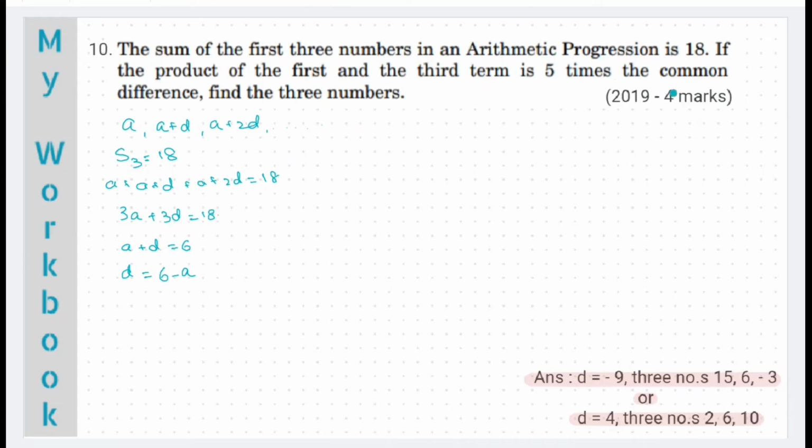Now another condition given is that the product of the first and the third term is 5 times the common difference. So a1 into a3 is equal to 5 times the common difference d. a1 is the first term, which is a, into the third term, a plus 2d, is equal to 5d. A into a plus 2 into d, where d is 6 minus a, so substituting the value for d, again d is 6 minus a.